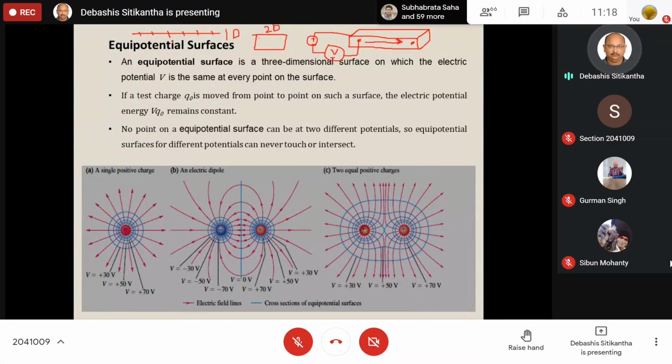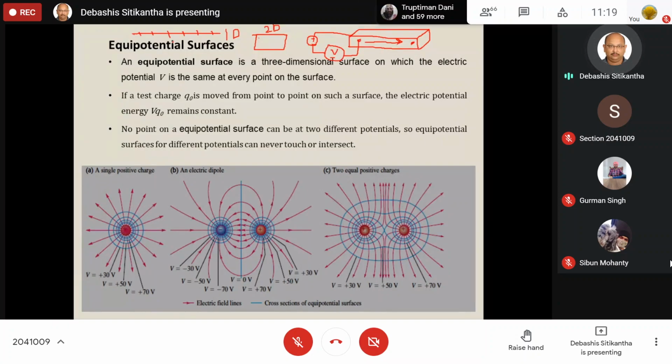Okay, so the word surface should not be used, but since we already have the knowledge of a closed surface, we can say that an equipotential surface is a 3D surface on which the electric potential V is the same at each and every point on the three-dimensional surface. I hope everybody has understood the fundamental concept. Now let us move on to the next point.